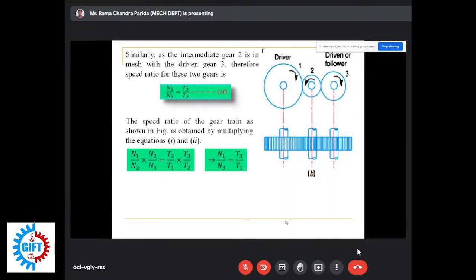Can you write a question? Can you write a question or not? Do all of you have pen and paper? Yes sir. So write: there are 4 gears mounted on parallel shafts. Are you writing?